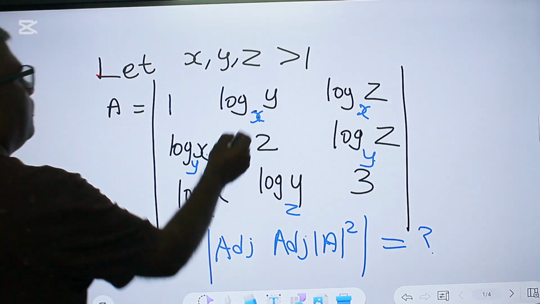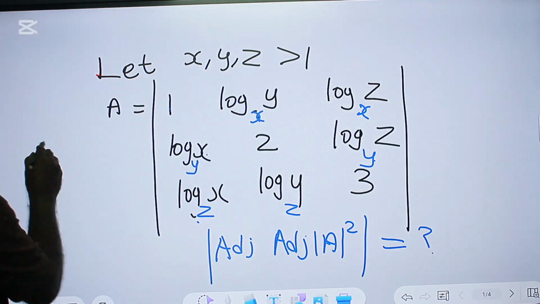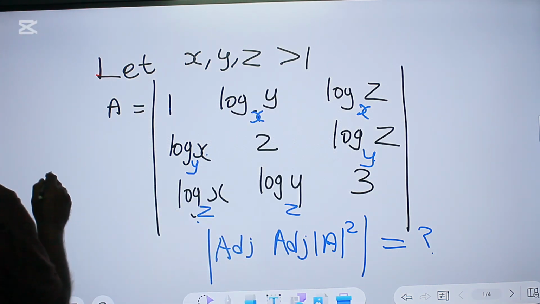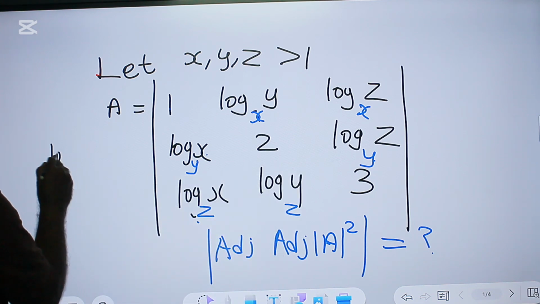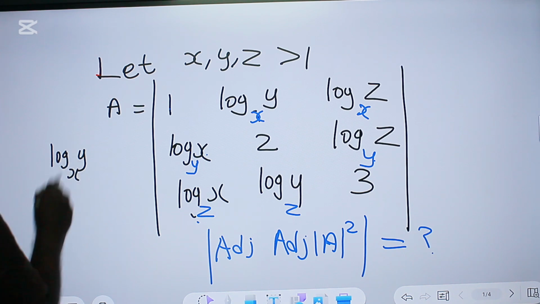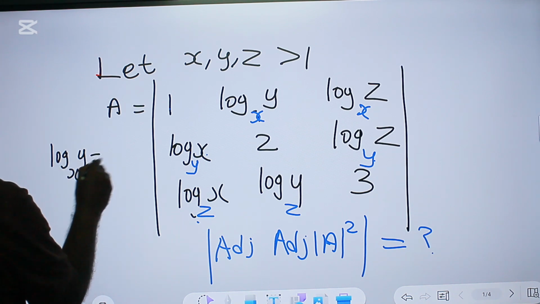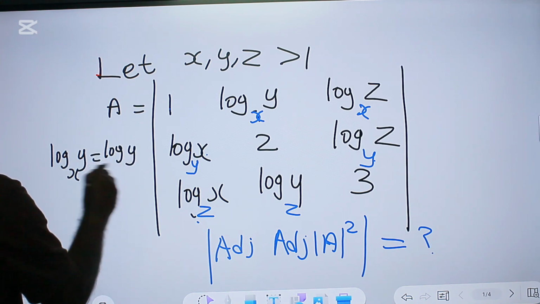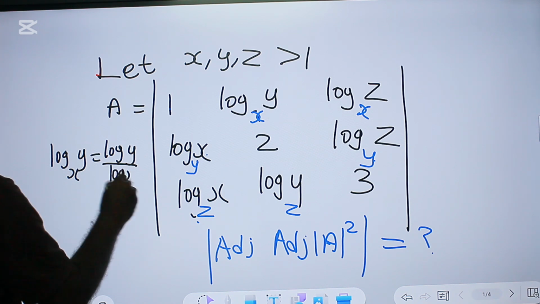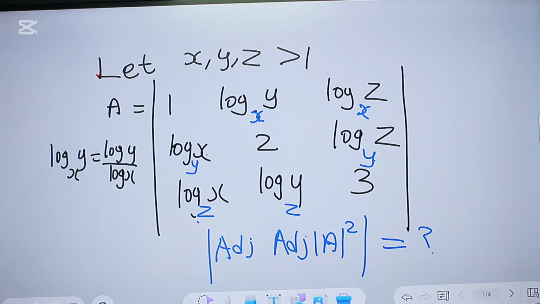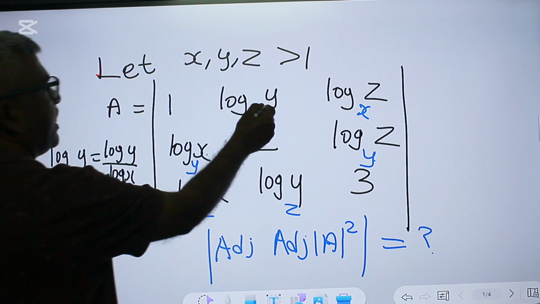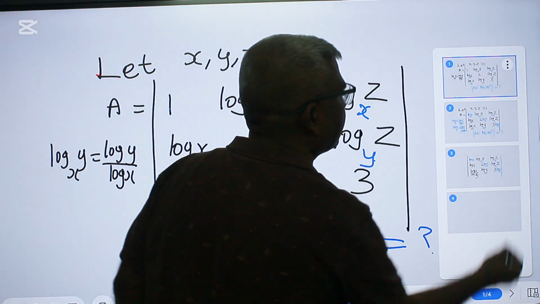First we need to know how we can write log y to the base x. Log y to the base x means log y over log x. This is log y to the base x. We can write like this. Then the same question, this one we can rewrite.